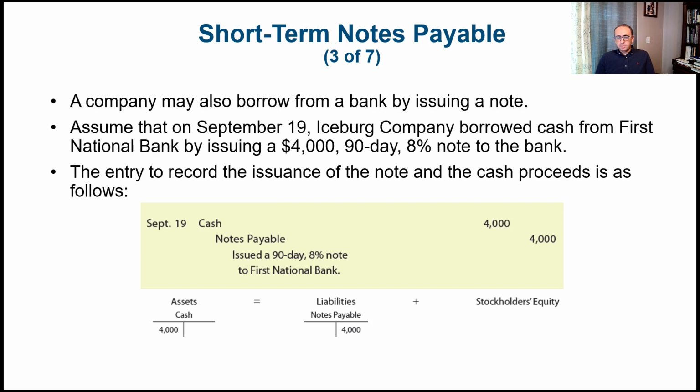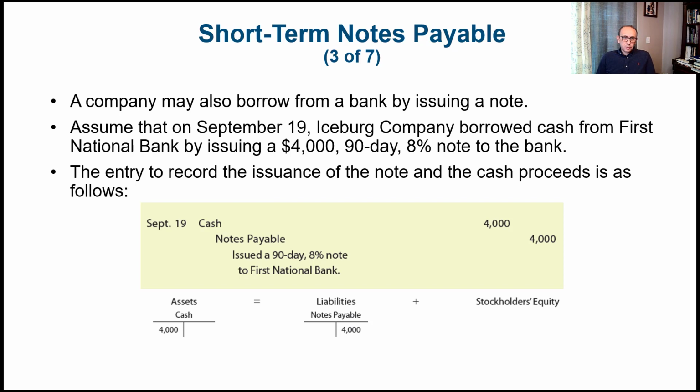So assume that on September 19th, Iceberg Company borrowed cash from First National Bank by issuing a $4,000 90-day 8% note to the bank. Remember, the 8% is an annual rate. We have to adjust it by taking the 90 days divided by 360. But we're going to worry about that once we're calculating the interest. When we're issuing the note, we don't need to worry about the interest at that point.